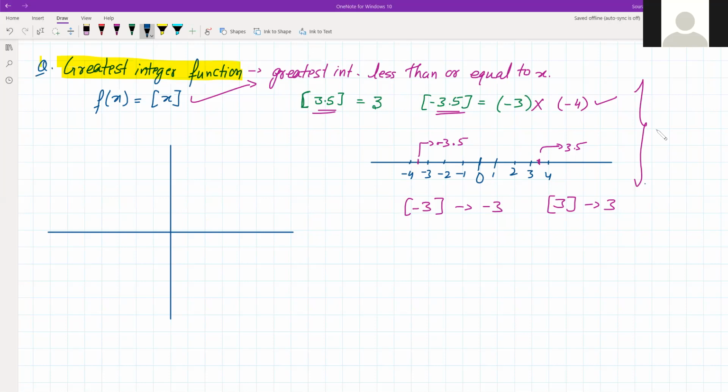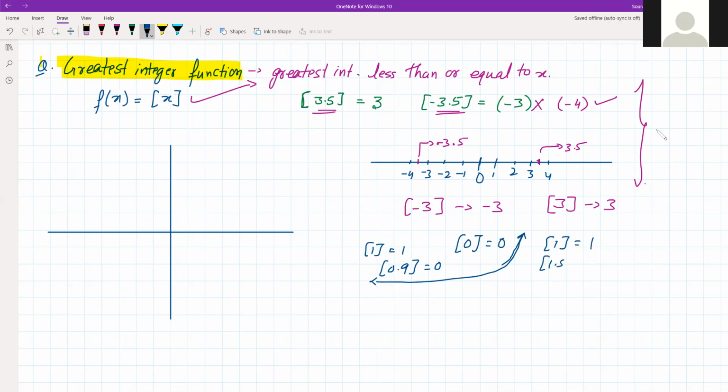So now from 0 to 1, if I move from 0 to 1 till 1, I'll have only one value, that is 0. At 1, greatest integer function of 1 will be 1, but greatest integer function of 0.9 will be 0. Greatest integer function of 0 will be 0. So from 0 to less than 1, it will be all equal to 0. And then, as we have seen, at 1 it will be equal to 1.